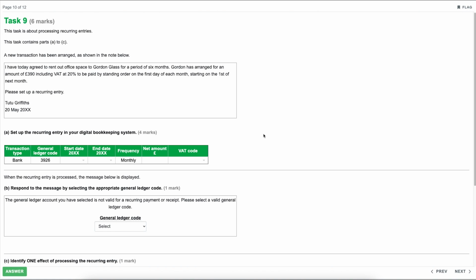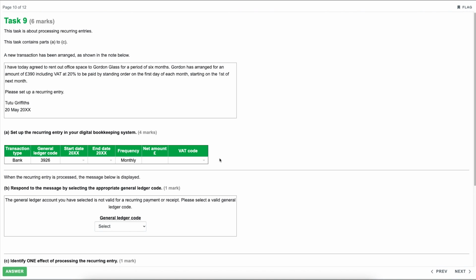Okay, so part A states set up the recurring entry in your digital bookkeeping system for 4 marks. So we can see we've got 4 boxes to fill out here, so it will be 1 mark for each box. So these aren't too bad at all. It's become a bit of a recurring question, pardon the pun, with it being recurring entry. Maybe something that seems a little bit complex at first, but I think once you've done a few, they're not too bad. So basically all we need to do is take out the information from our question and put it into these boxes. So the first thing we've got to do is select the start date.